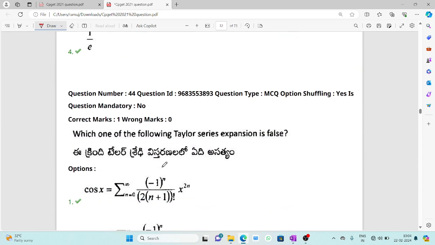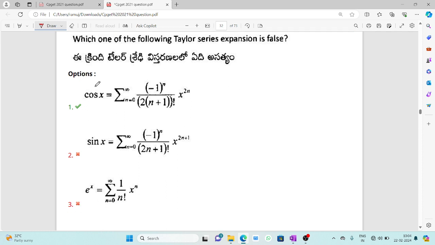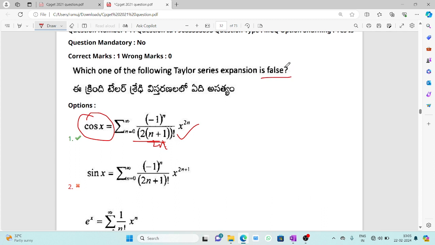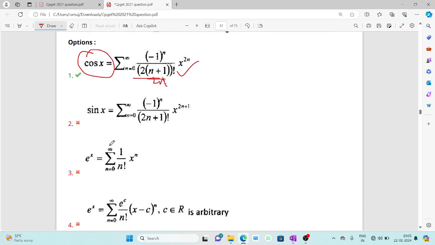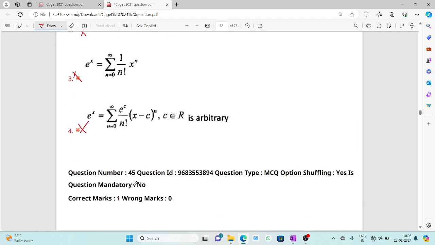So the 44th question is, which of the following Taylor series expansions is false? So we know the cos x expansion, this is a direct statement. So in the cos x expansion, here we get (2n)!, but he wrote 2 into (n+1) factorial. So here there is a mistake in a correct statement, but he is asking for the false statement. So that's why this option is correct, and the remaining options are wrong. By this we also know the sin x expansion and the e^x expansion, and by this also we can say that this option is correct.